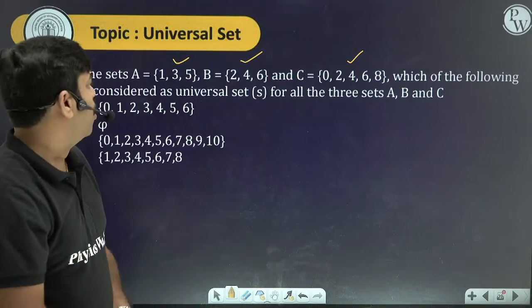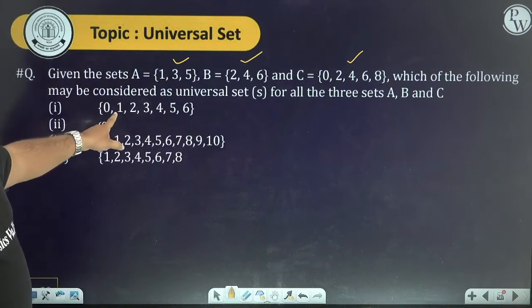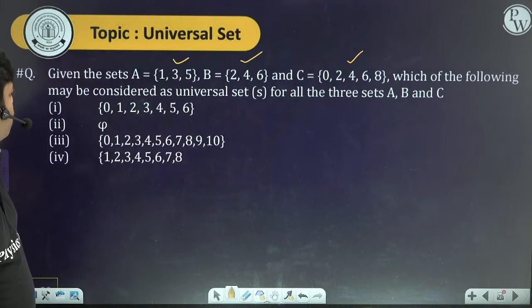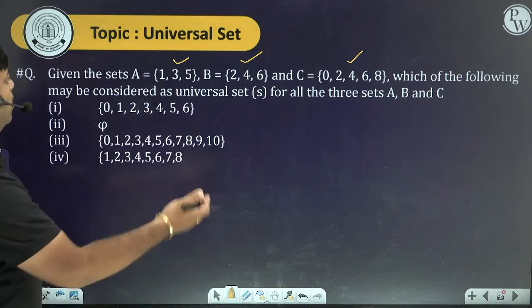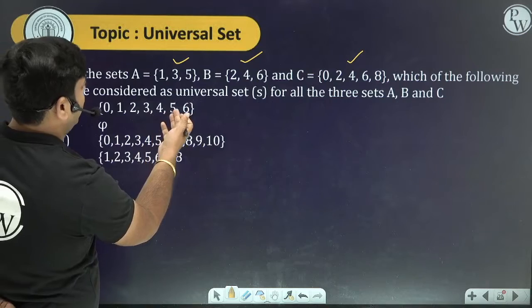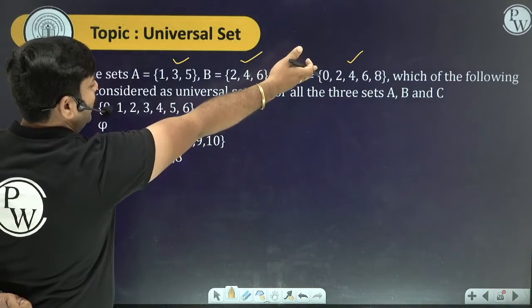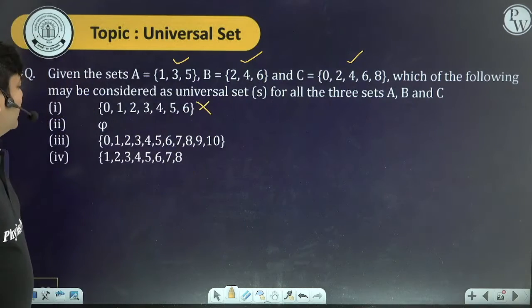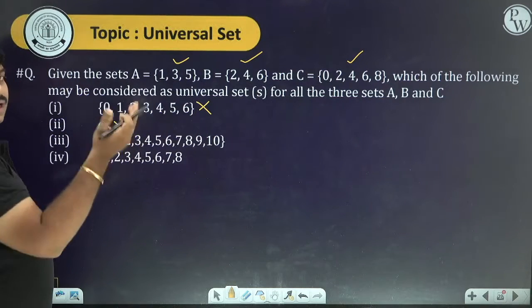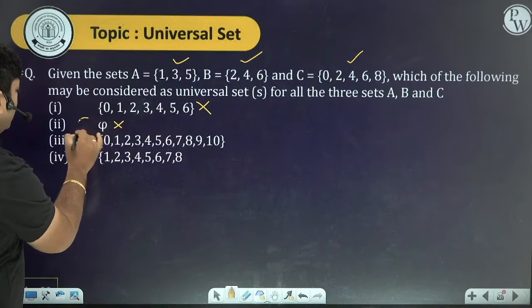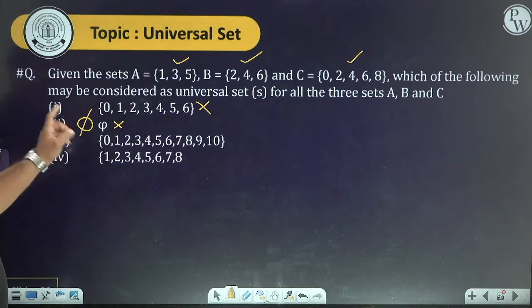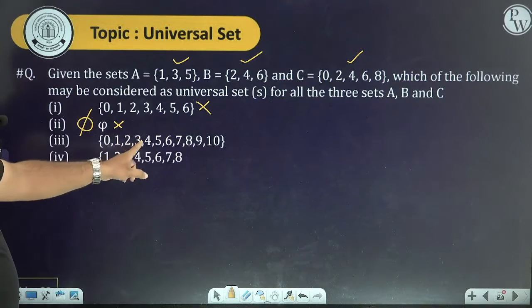So if I go for the first option, {0, 1, 2, 3, 4, 5, 6}: 0 is okay, 1, 2, 3 is okay, 4, 5, 6, but what about 8? 8 is not included, so that is wrong. The second option is wrong too. You should have all the elements. In some fonts, a digit may appear like that. And next one, {0, 1, 2, 3, 4, 5, 6, 7, 8, 9, 10}.